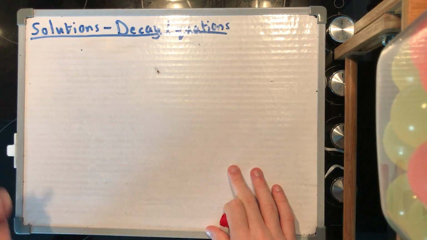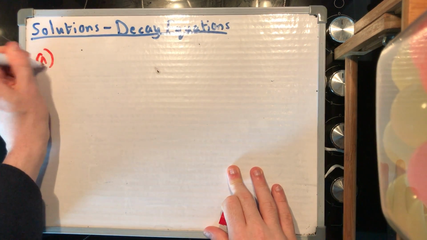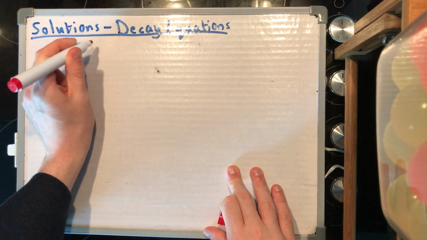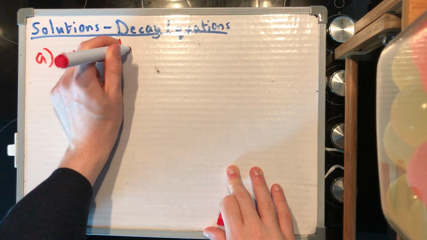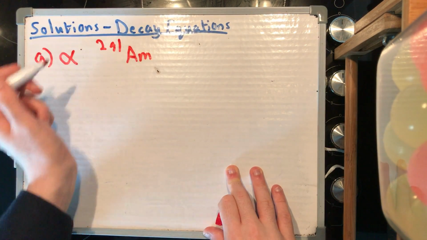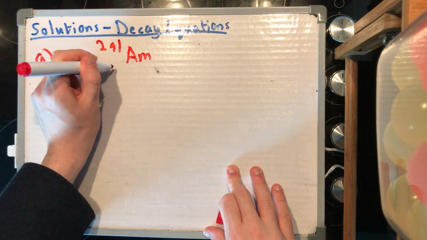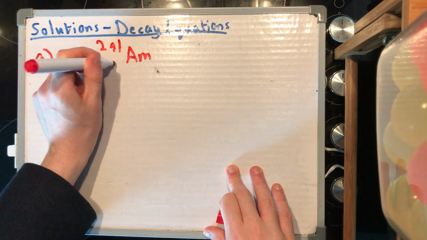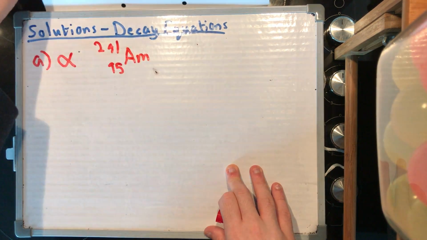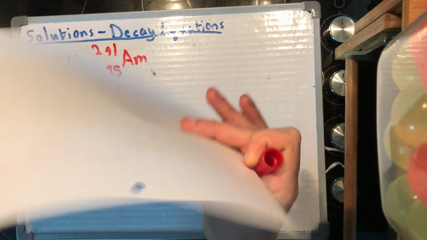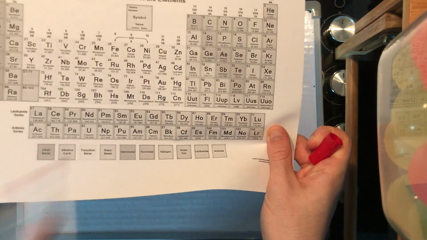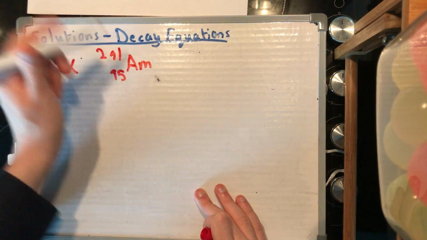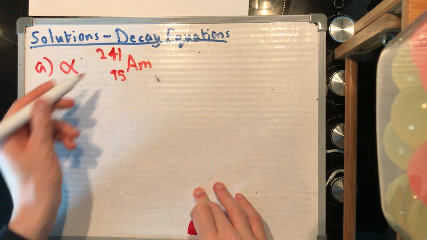So the first of the questions that I asked you to do was to look at the alpha decay of americium 241, AM, if you can find it in a periodic table, which has an atomic number, as I wrote, of 95. And if you don't believe me, here is my periodic table. Americium is down here, atomic number 95. So we need to do an alpha decay on this.